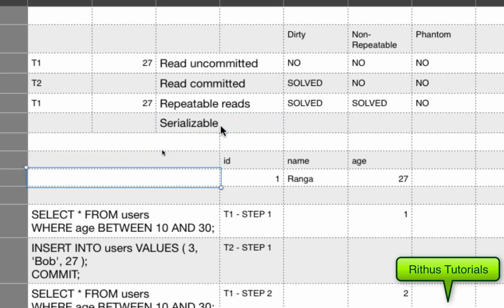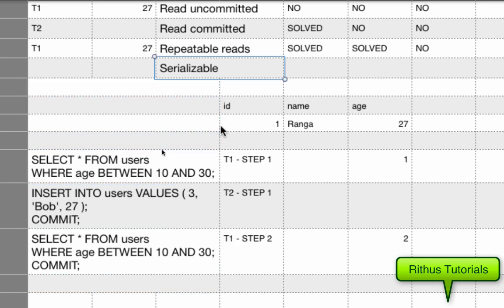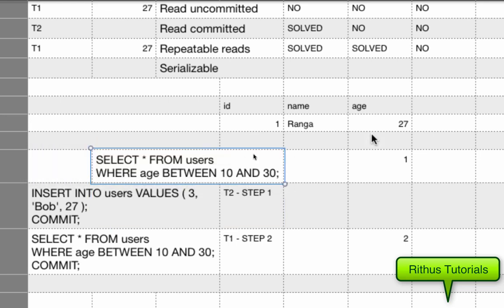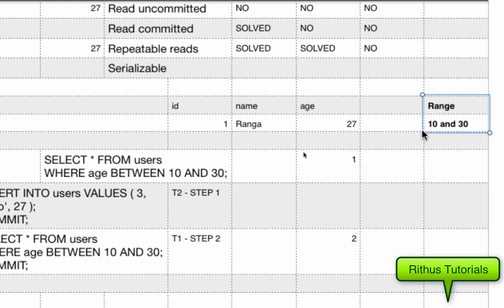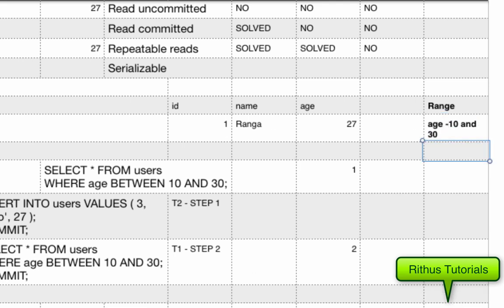In a serializable scenario, what is created is a read lock, a write lock, and something called a range lock. So when T1 executes this query, T1 step 1, a query with age between 10 and 30, a range lock is created between 10 and 30. So any row which has age between 10 and 30 cannot be changed. T1 has executed and selected the rows from the table which have age between 10 and 30. As soon as that's done, a range lock is created. So any row between age 10 and 30, no changes allowed.